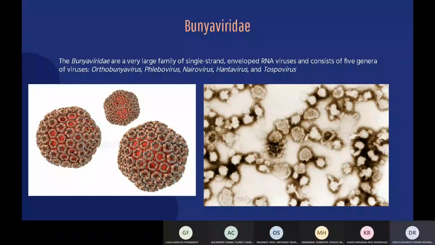The Bunyaviridae. The Bunyaviridae are a very large family of single-strand enveloped RNA viruses and consist of 5 genera of viruses: Orthobunyavirus, Phlebovirus, Nairovirus, Hantavirus, and Tospovirus. They are found in and transmitted by arthropods like mosquitoes, ticks, sandflies, and rodents, and can occasionally infect humans. Several viruses of the Bunyaviridae family can produce mild to severe disease in humans, in animals, and sometimes in both.